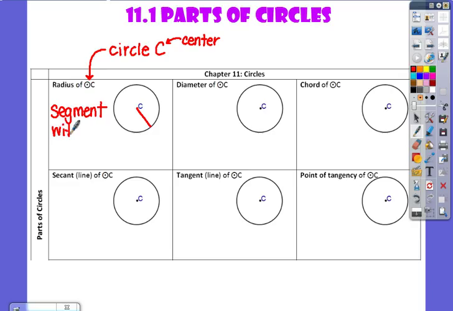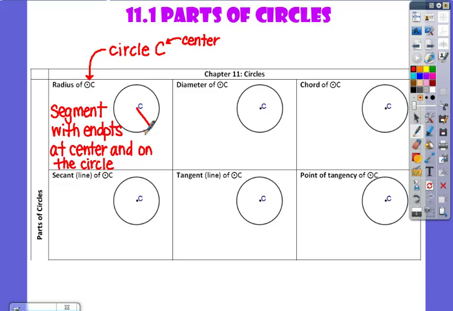With endpoints at the center of the circle and, well, I guess, on the circle. Because technically the circle is just the outline of the circle, not the stuff on the inside. We sometimes talk about area, but the inside doesn't actually count as part of the circle. If I talk about the circle, I'm talking about the actual edge of the circle.